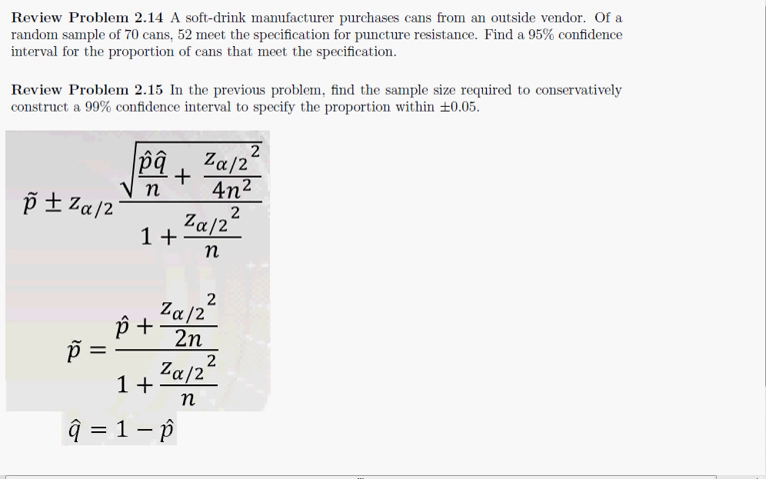These next two problems concern a confidence interval for a proportion. A soft drink manufacturer purchases cans from an outside vendor. Of a sample of 70 cans, 52 meet the specification for puncture resistance. Find a 95% confidence interval for the proportion of cans that meet the specification.